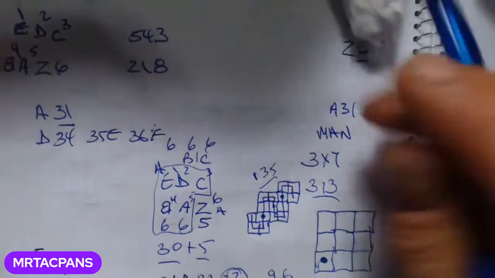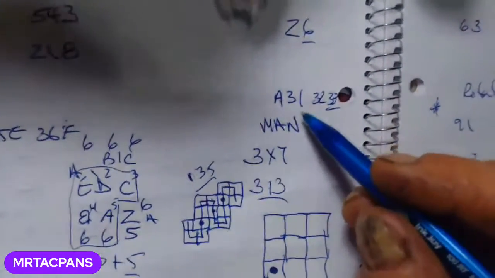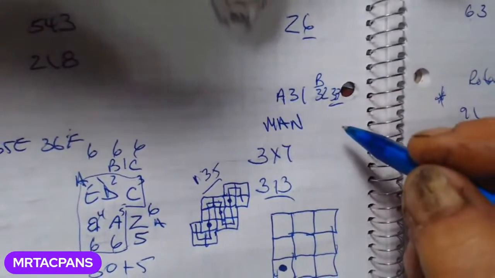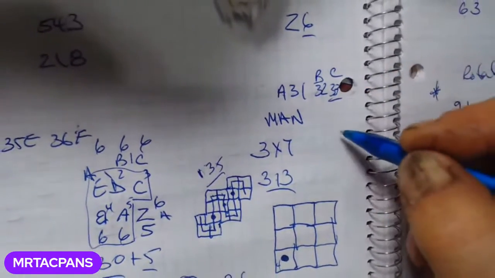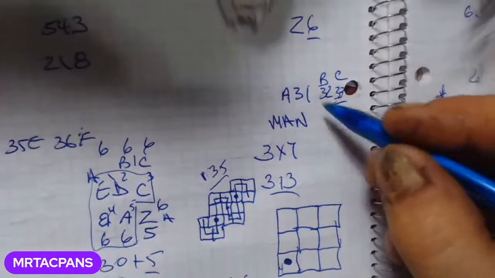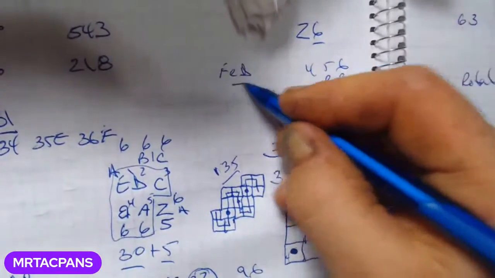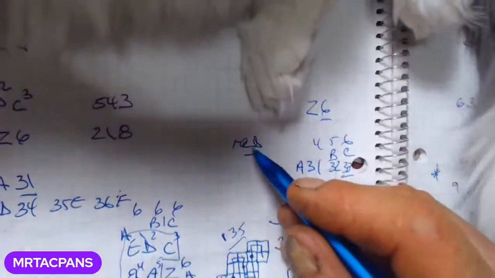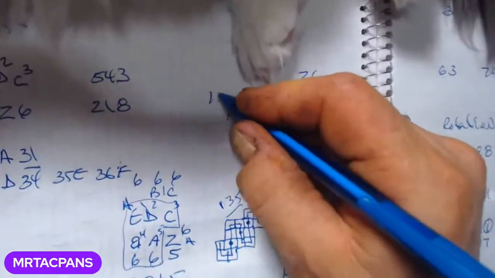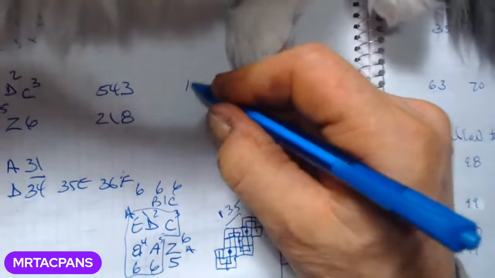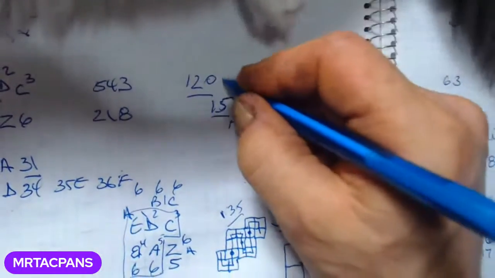As I said before, the A is the 31st letter. The B is the 32nd letter. The C is the 33rd letter. 4, 5, and 6. The Federation. FED. Federation in the sun. 4, 5, and 6. This is also a 15 and a very important number in the game of cribbage, which runs to 120 for a win.